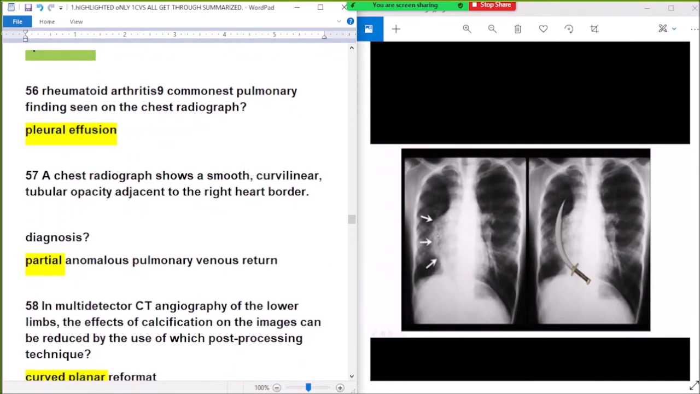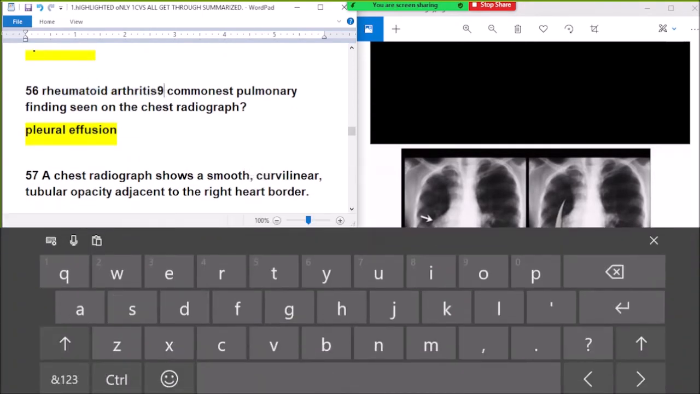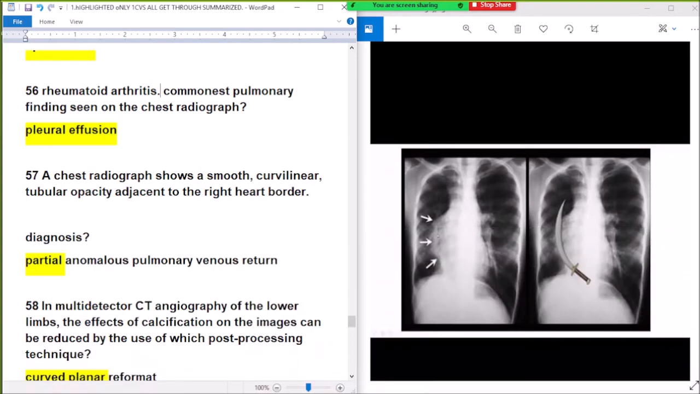Question number 56. Patient has rheumatoid arthritis. The commonest pulmonary finding seen on chest radiograph is pleural effusion.